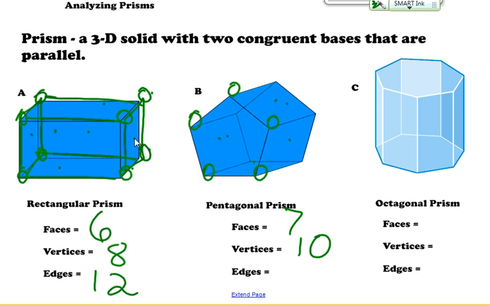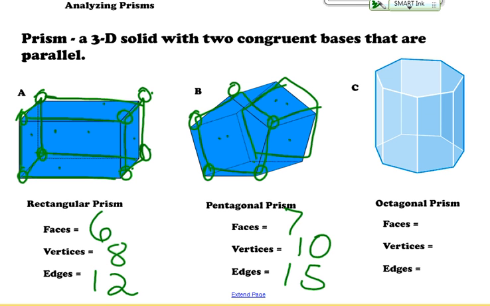Edges, all right? So I got 1, 2, 3, 4, 5, 1, 2, 3, 4, 5 on the back side, and then 1, 2, 3, 4, 5 going all the way around for a total of 15. And mathematically, there's a pattern there also that you can see with this type of prism.